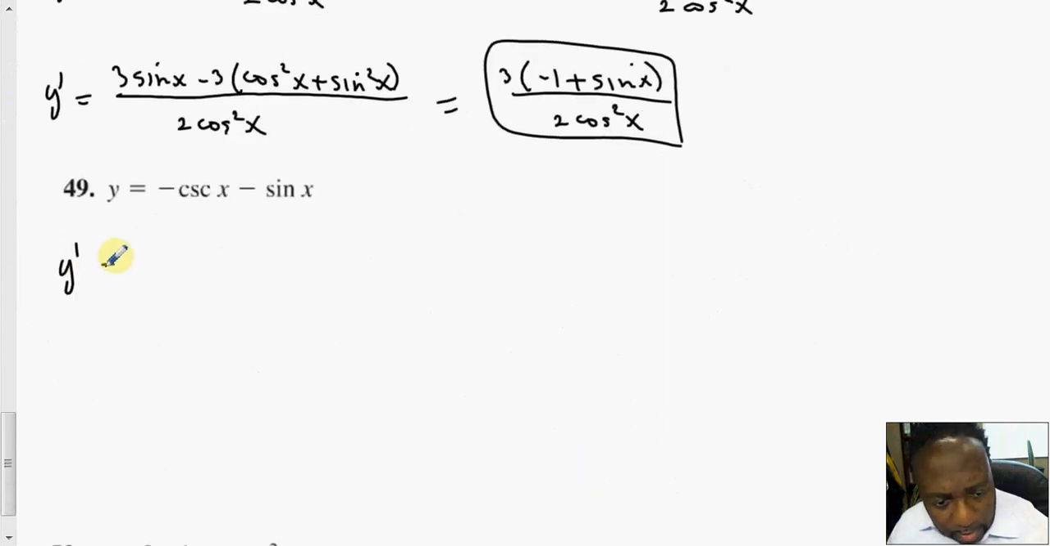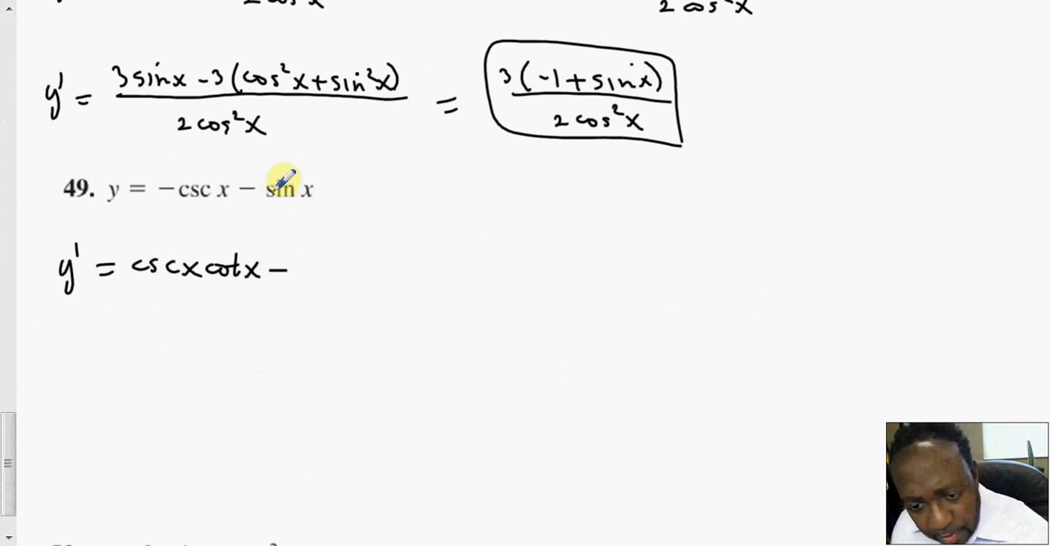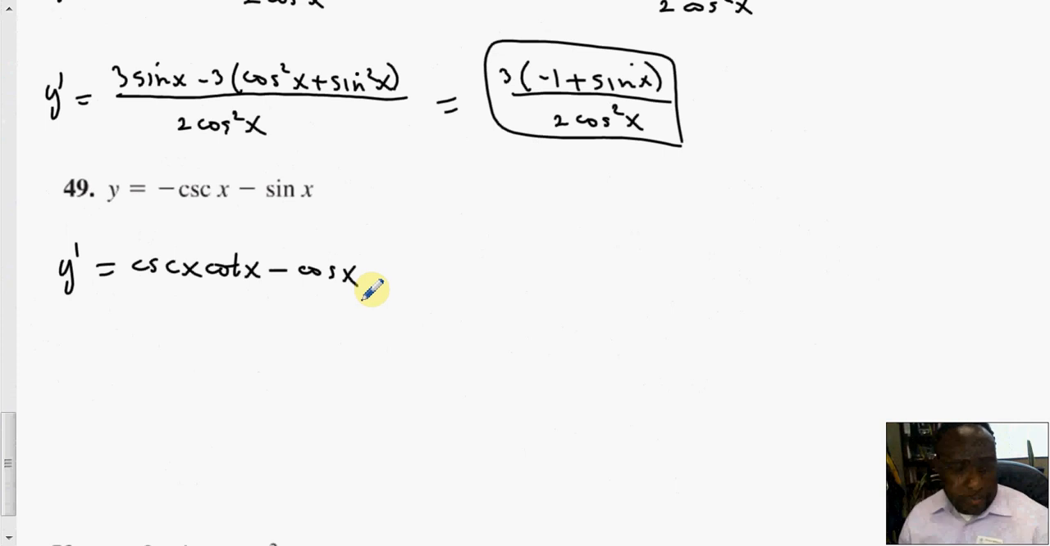Here, find this derivative. The derivative of the cosecant, again, is negative, so negative times negative is positive. This is cosecant x times cotangent x, minus the derivative of the sine x is cosine x.